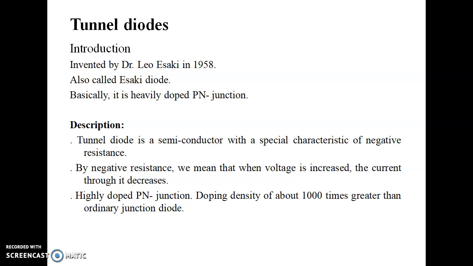It is a high conductivity two-terminal PN junction diode, doped heavily, about 1000 times higher than a normal PN junction diode. In 1958, a Japanese scientist named Leo Esaki invented the tunnel diode. In the conventional diode, P and N type materials are lightly or moderately doped, but in the tunnel diode, it is heavily doped, about 1000 times greater than the conventional diode.